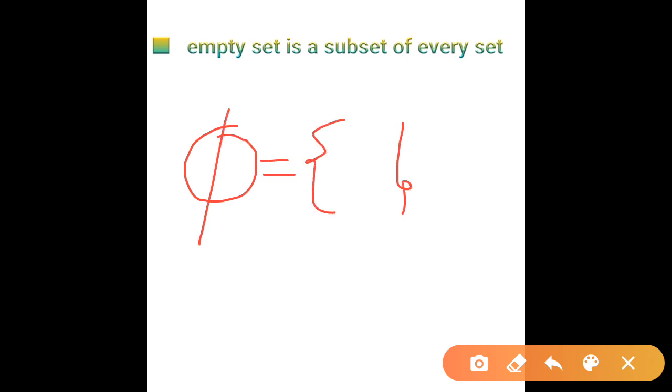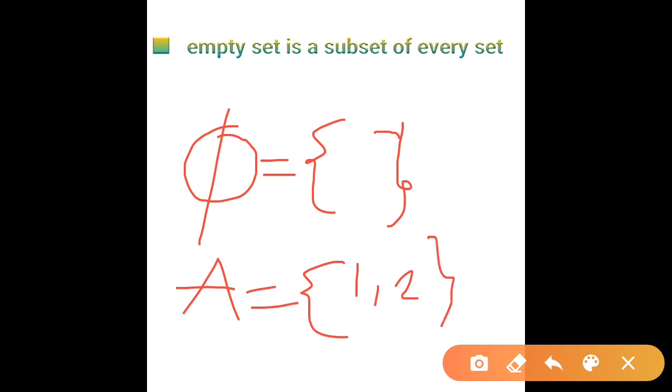The next one: empty set is a subset of every set. Empty set is a subset of every set. Empty set doesn't contain any elements. So obviously, suppose if we take A equals {1, 2}, then always phi is a subset of A, but never say A is a subset of phi.